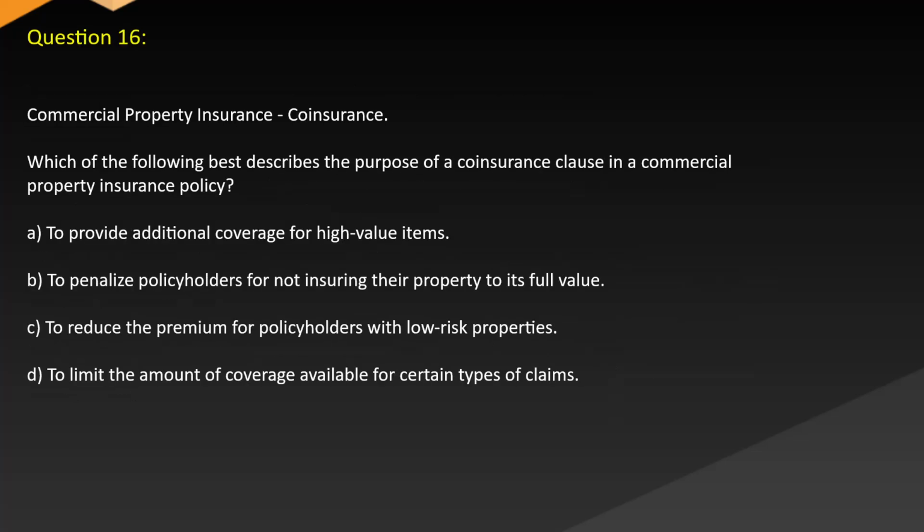Question 16. Commercial property insurance. Coinsurance. Which of the following best describes the purpose of a coinsurance clause in a commercial property insurance policy? A. To provide additional coverage for high-value items. B. To penalize policyholders for not insuring their property to its full value. C. To reduce the premium for policyholders with low-risk properties. D. To limit the amount of coverage available for certain types of claims.